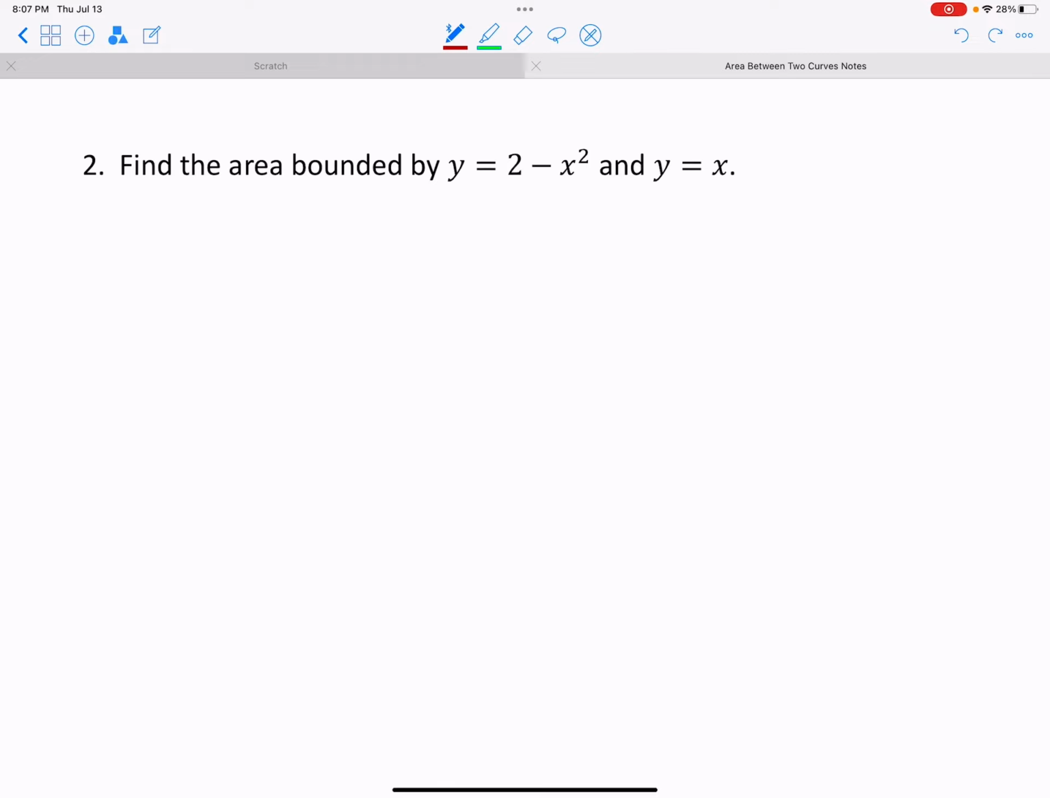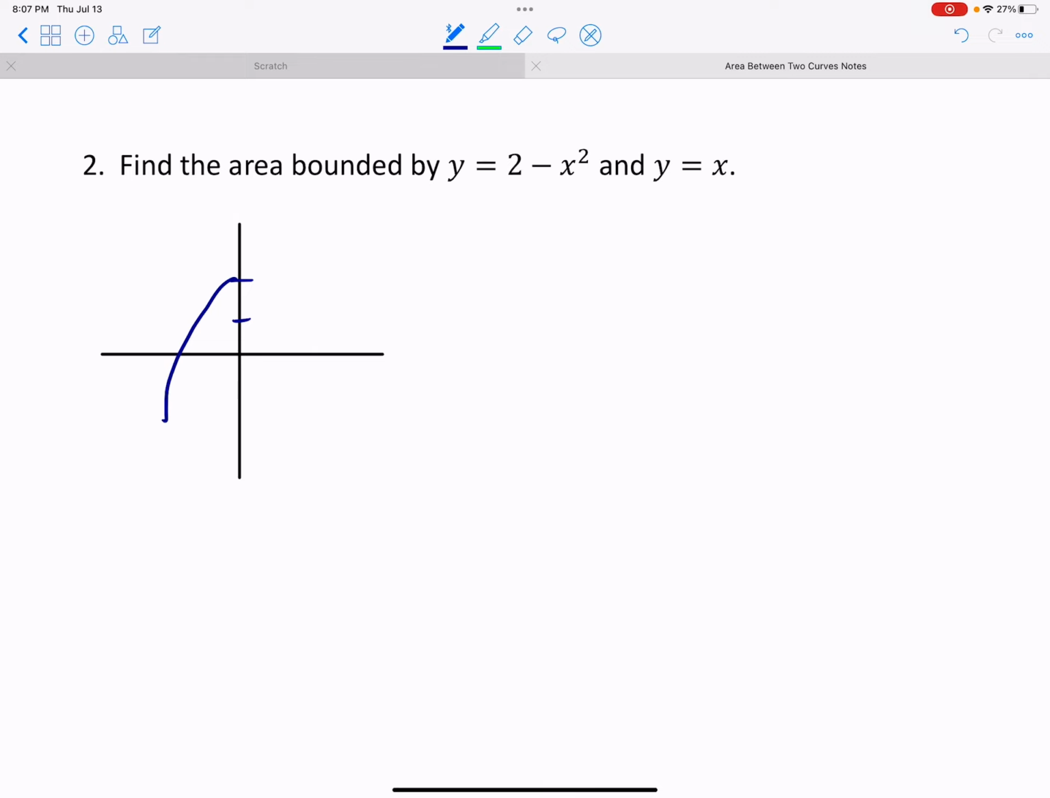So again, I'm going to start by sketching this out. And I don't need technology for this. If you do, that's totally fine, but again, I know what these graphs look like. So this is my parabola. It's going to be upside down and shifted up 2. So shifted up 2 and upside down.